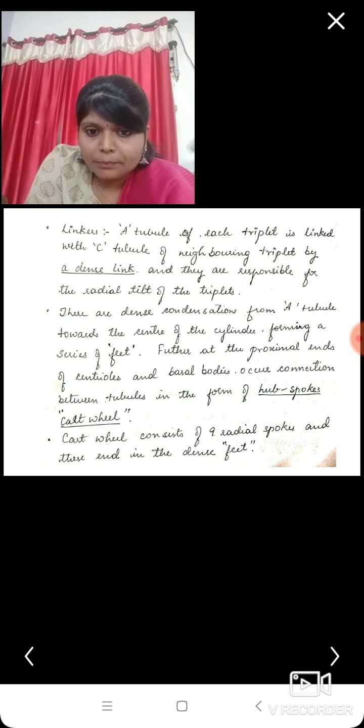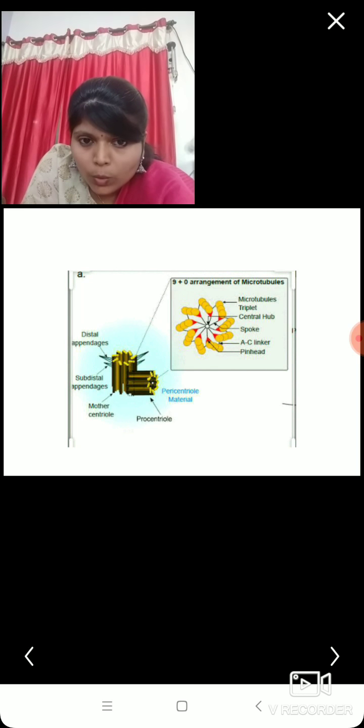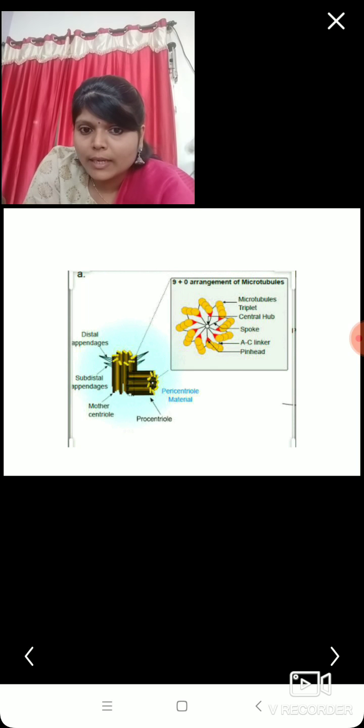Then here, you can see it very clearly, the spoke which has been labeled here. The central hub, the triplet microtubules, and the C A to C linker are seen very clearly in this particular picture.